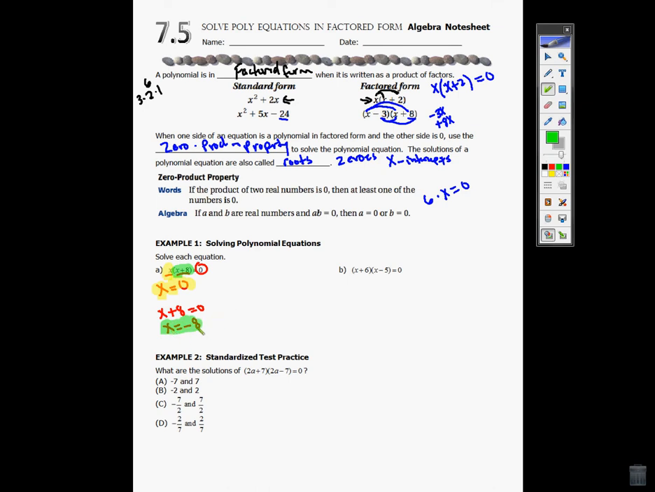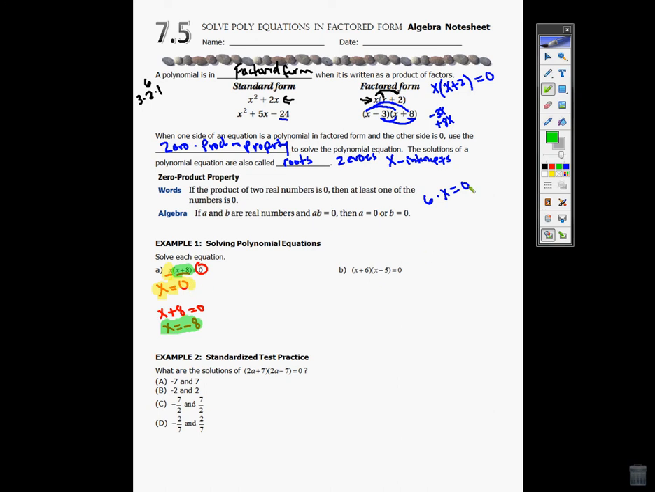And what you can do is go back and substitute these values. Substitute x equals 0 into this equation. When you solve it, it will say 0 equals 0. It will be true. What about x equals negative 8? If you put negative 8 into here, you will get 0 equals 0. The equation will be true.